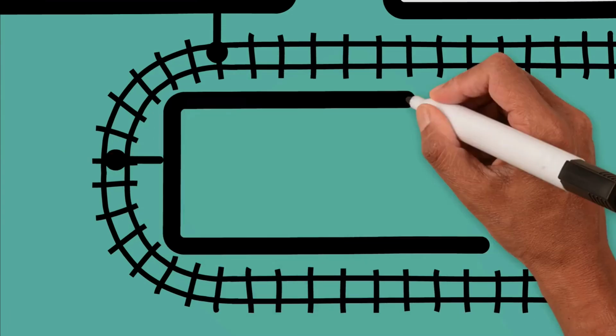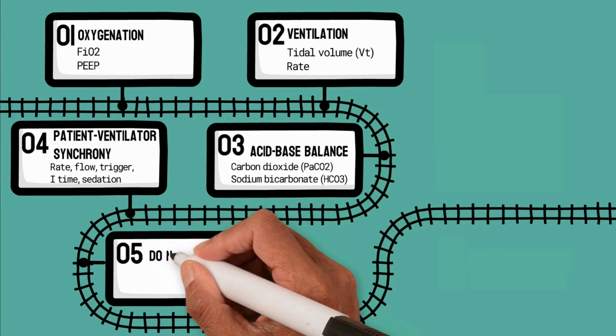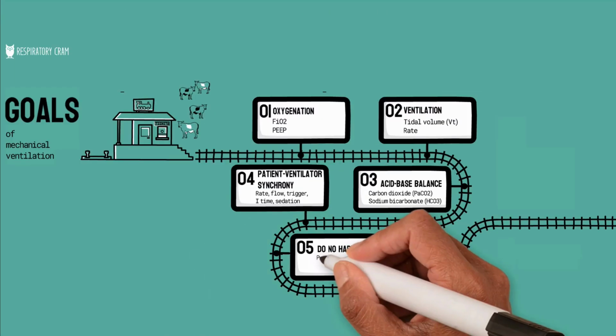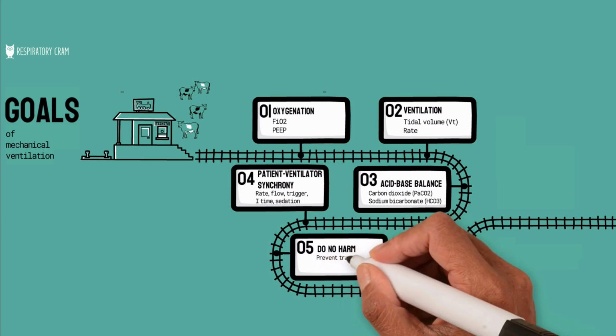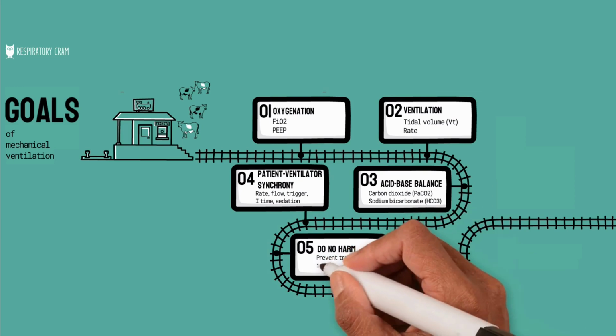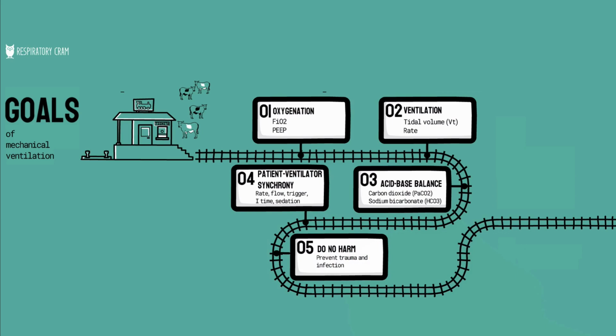All right, so the fifth goal of mechanical ventilation is to do no harm. We don't want to cause any trauma. We don't want the patient to get any infections. We want to use the aseptic technique when we're suctioning the patient. We want to use appropriate tidal volumes so that we don't overventilate the patient's lungs and overdistend them. So we've got to be real careful. We don't want to do any more harm to the patient than they're already going through in their current situation.